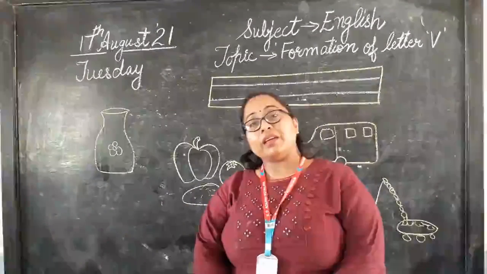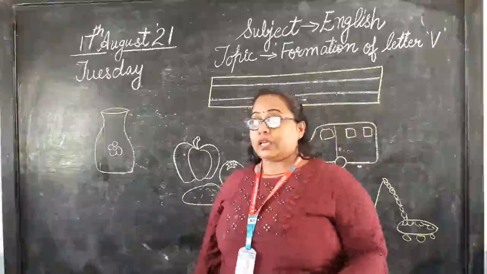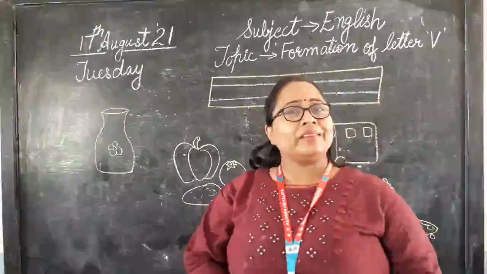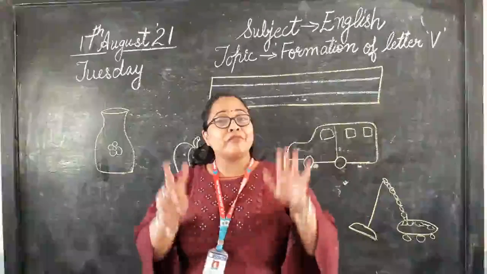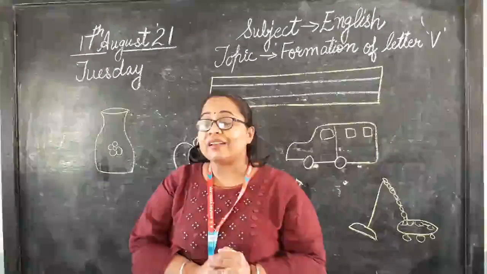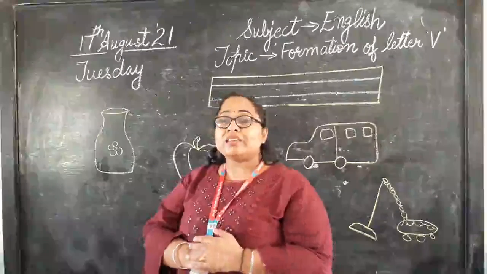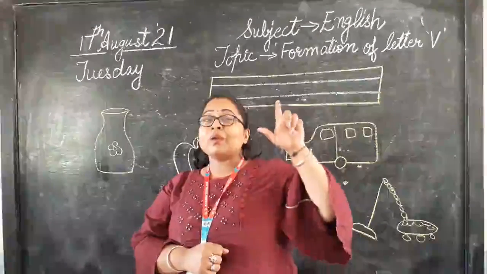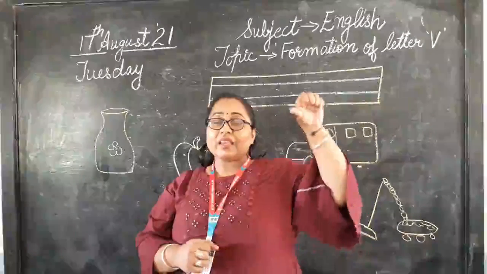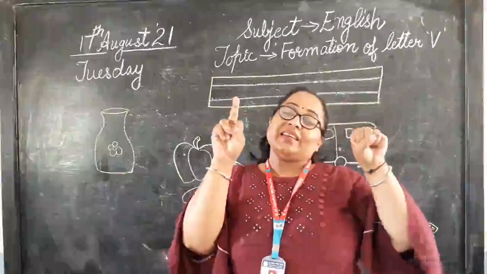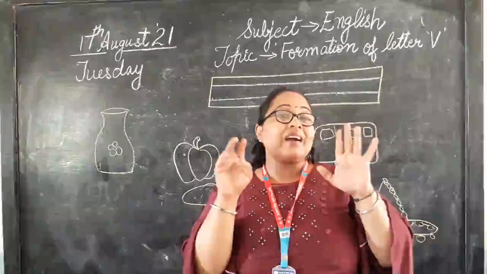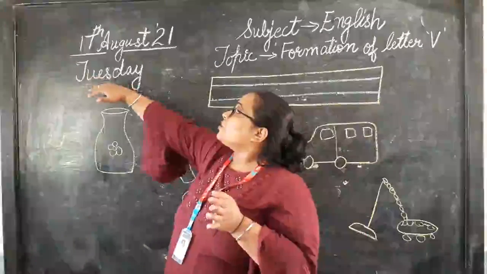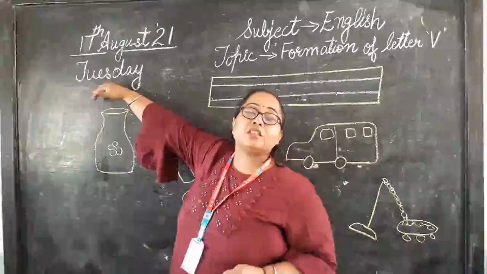Every day we are revising. So what's the date today? It's Tuesday. And how many days are there in a week? Yes, we have 7 days in a week. So what are the names of these 7 days? Quickly. Monday, Tuesday, Wednesday, Thursday, Friday, Saturday, Sunday. Clear? So these are 7 days of a week. And out of these 7, today is the second day, that is Tuesday.